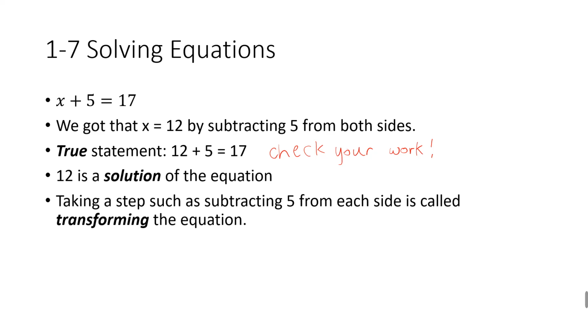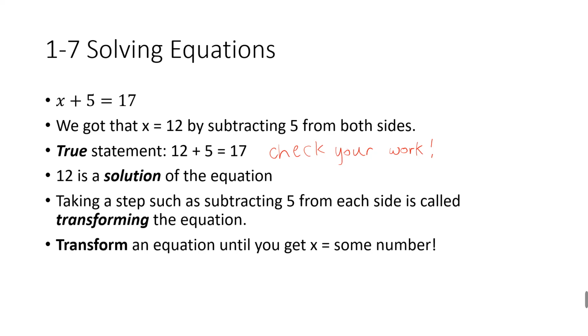So, taking a step such as subtracting 5 from each side is called transforming the equation. This is something that the author uses in his vocabulary, in his book. I haven't seen that any other place. Transform an equation until you get x equals some number. So those are vocab words he uses. And you can pause if you're taking notes and you haven't gotten this all down yet.